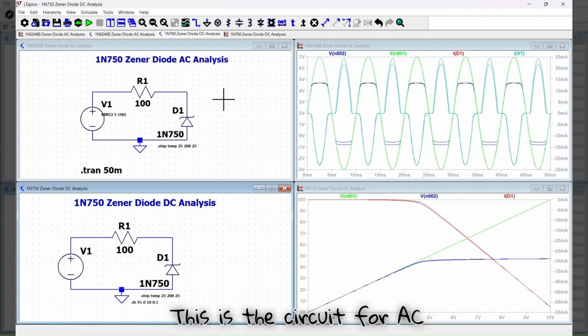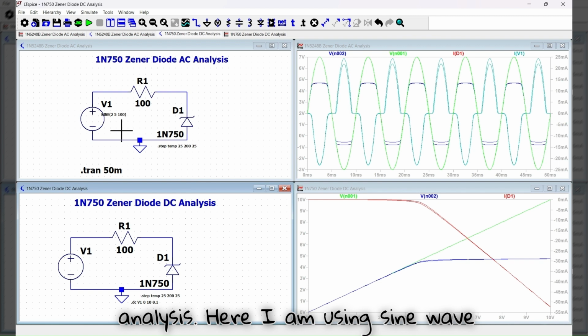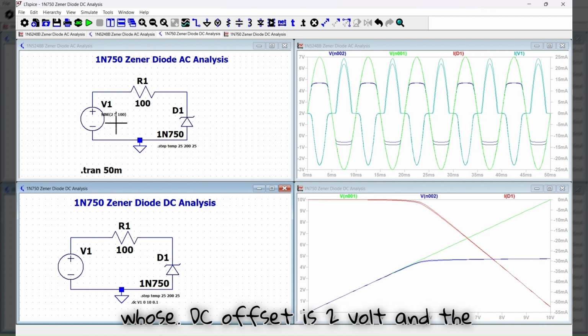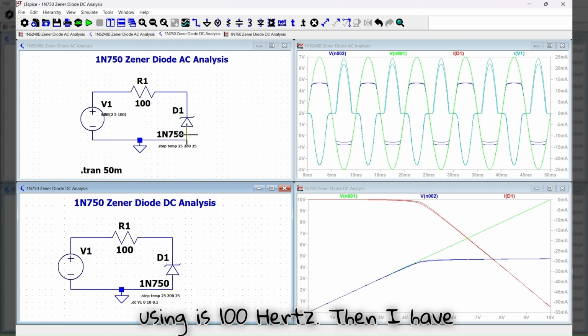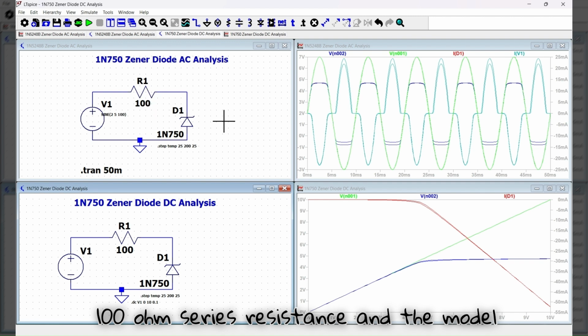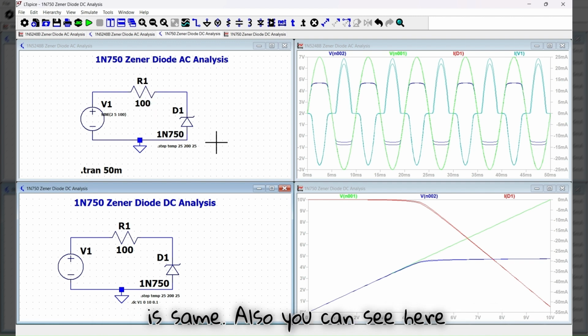This is the circuit for AC analysis. Here I am using a sine wave whose DC offset is 2 volt and the amplitude is 5, and the frequency I'm using is 100 hertz. Then I have a 100 ohm series resistance, and the model is the same.